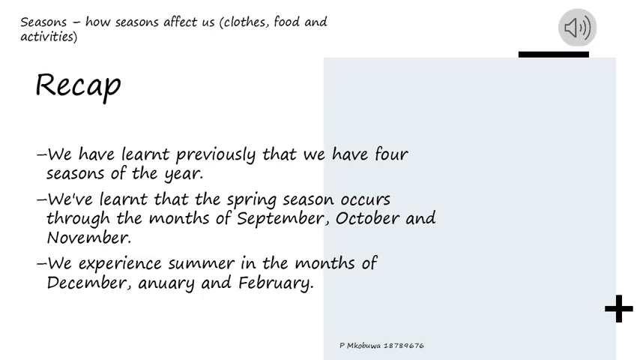Now let's do a quick recap. We have learned previously that we have 4 seasons of the year. We've learned that the spring season occurs through the months of September, October, and November. We experience summer in the months of December, January, and February.